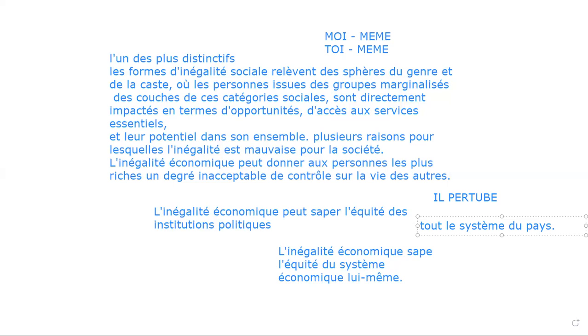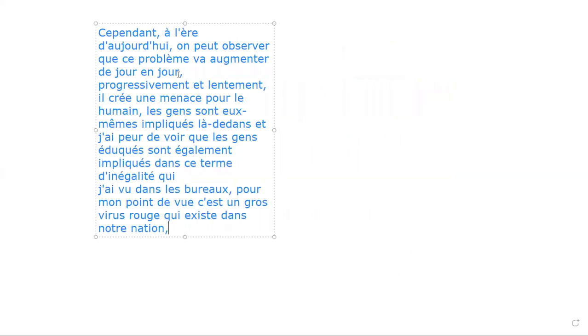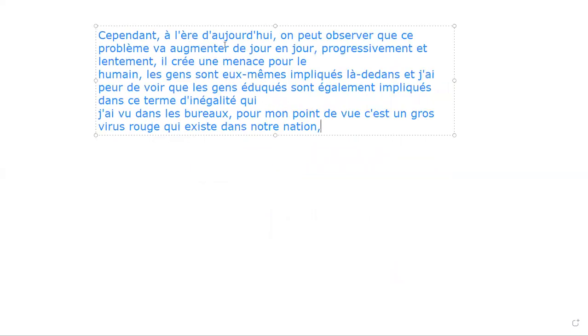Now, teammates, how to speak in French. Cependant, however. Cependant, à l'ère d'aujourd'hui, is what? In today's age. However, in today's age, one can observe that cependant à l'ère d'aujourd'hui, in today's age, there's a frame.